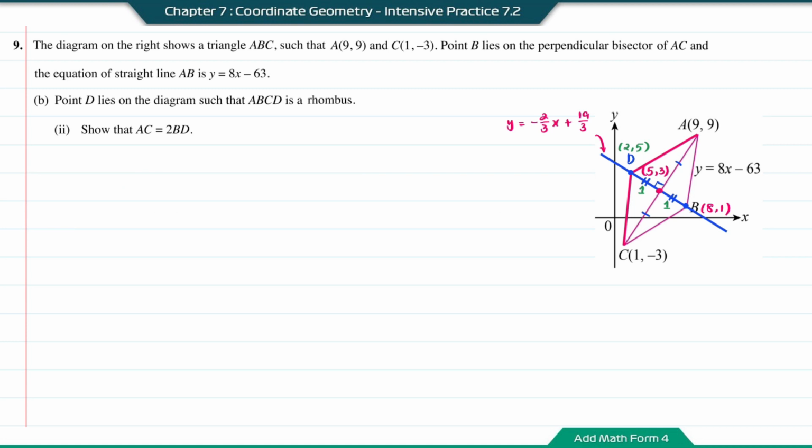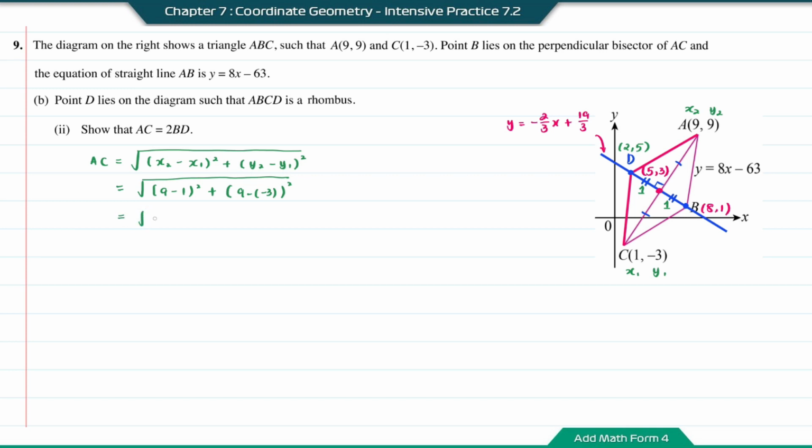Number 2, show that AC equal to 2BD. So first we're going to find the length of AC. So using this formula, the length of AC will be square root of (9 minus 1) squared plus (9 minus negative 3) squared. So this is equal to square root of 8 squared plus 12 squared. The answer is 4 square root 13.